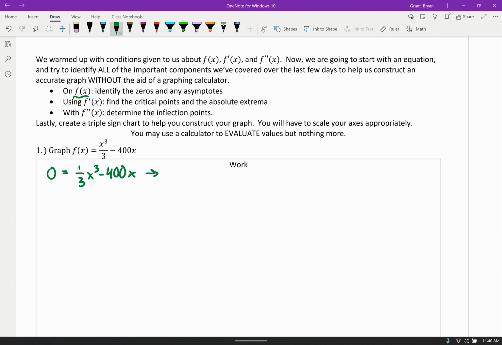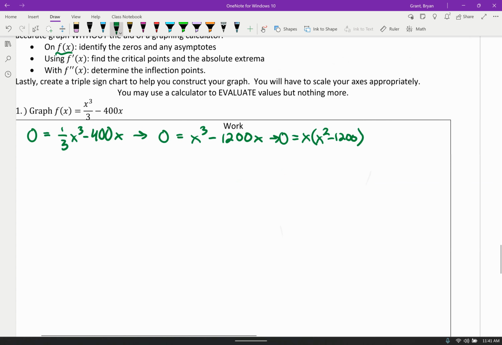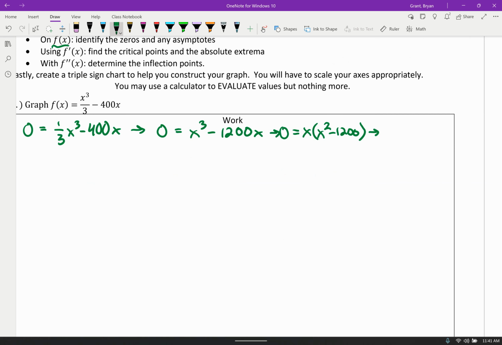So I'm going to say I don't like the 1/3. I'm going to multiply everything by 3 first. So that's going to give me x cubed minus 1200x, like so. Now we don't have any fractions. Nice, right? Then I'm also going to factor out an x. So we have x times x squared minus 1200. And then we can set up two equations and solve. However, I would expect that you guys can be pretty comfortable finding that x is going to be 0 and then plus or minus the square root of 1200.